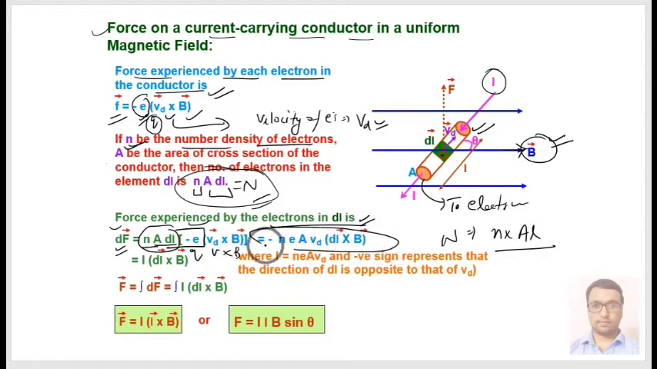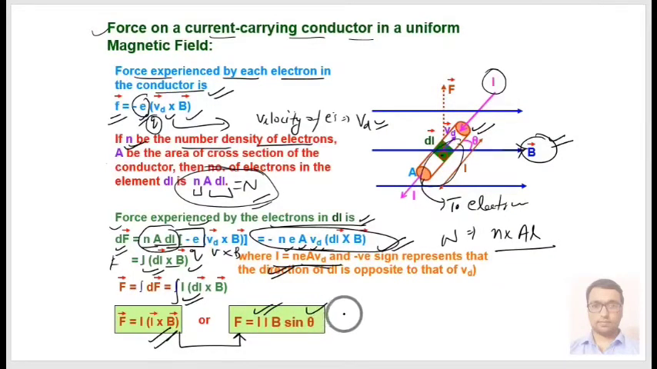This will result in the following expression. From here you can say that this n e A Vd becomes your current. This portion we have already done in current electricity, that n e A Vd is called current. So from here we can say our force will be I dL cross B, or if you integrate it, you will get the force on the whole wire, and that force will become I L cross B. If we want to write its magnitude only, then we will write I L B sin theta.